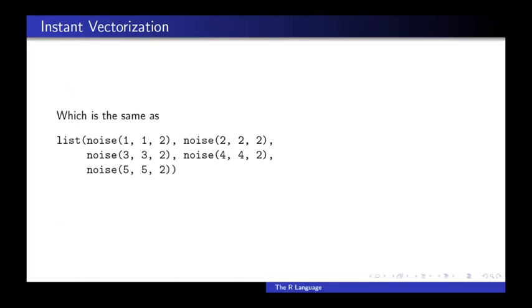This is the same as if I were to manually type out a list with these 5 different function calls. So it's nice to be able to instantly create a function that doesn't allow for vector inputs and instantly vectorize it.